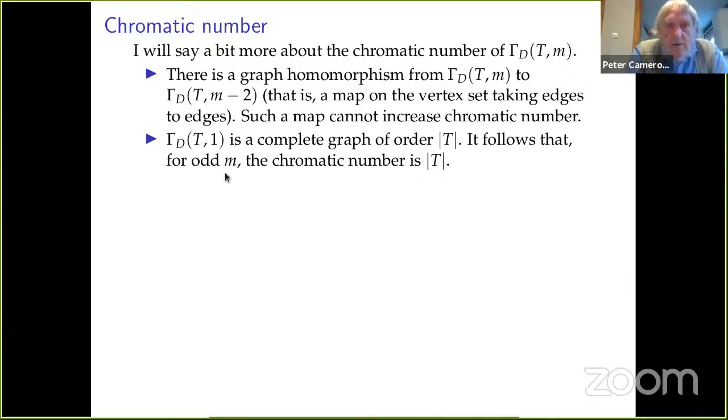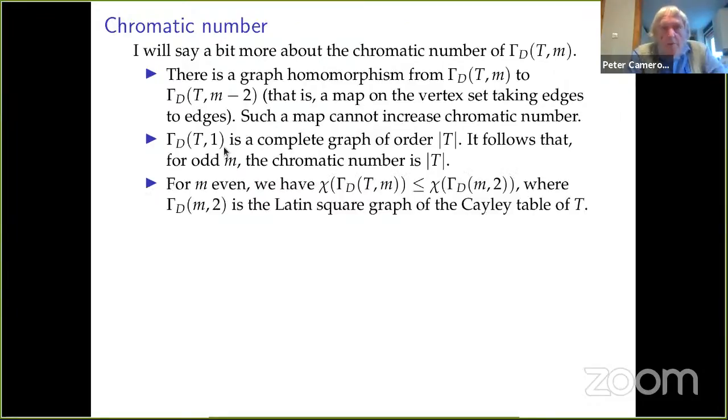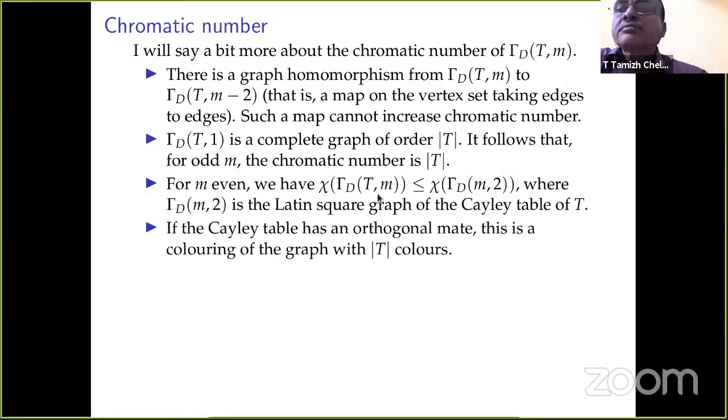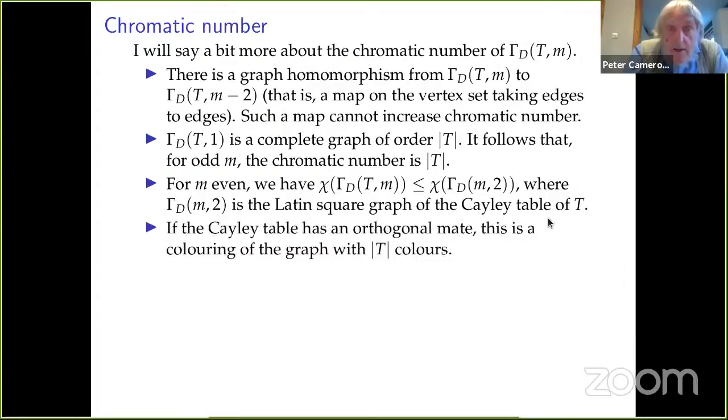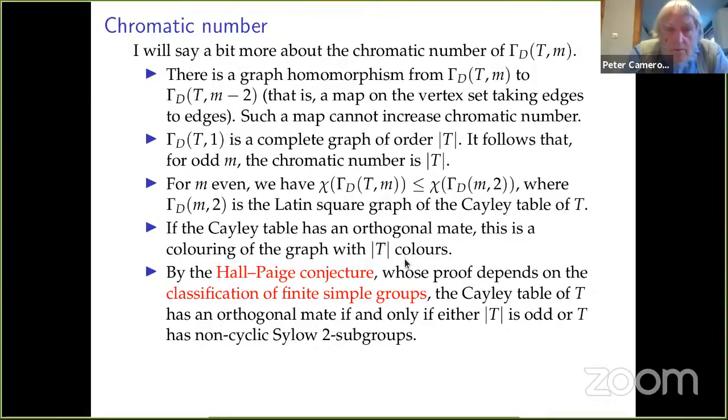So if M is odd, you can go all the way down to M equals one. And for M equals one, this graph is just a complete graph. So the complete graph has chromatic number M, so the same will be true in the diagonal graph. For M even, we can go all the way down to the base case, M equals two, which is the Cayley table of the group T, the Latin square graph. And if the Cayley table has an orthogonal mate, that'll give you your coloring with the order of T colors, and so the chromatic number will be the order of T.